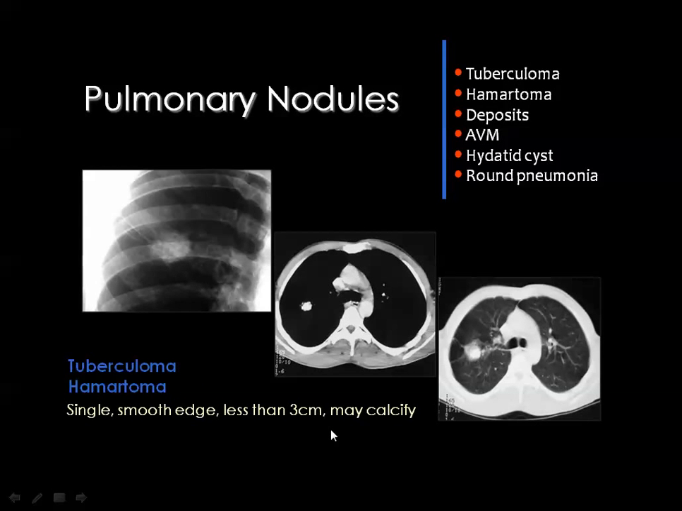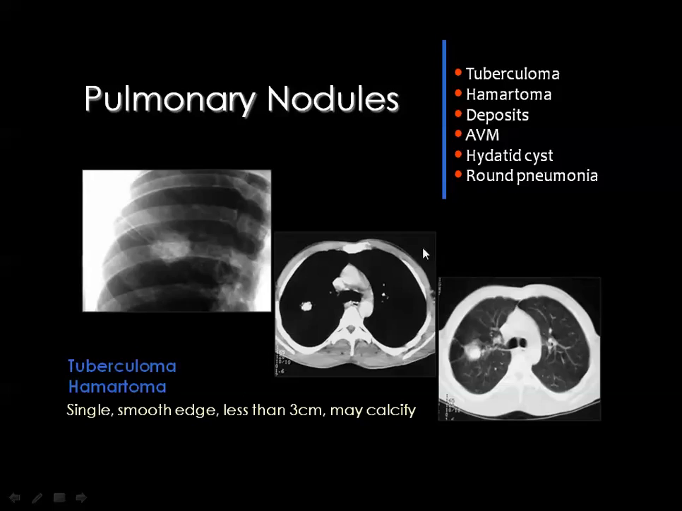Then starting with the pulmonary nodules. If you see a focal lung lesion and you have decided that you are dealing with a pulmonary nodule, what are the possibilities of pulmonary nodules in the pediatric patient? I usually try to achieve the differential diagnosis, eliciting here the common lesions seen in the pediatric patient. And in my opinion, we have these common nodules encountered in the pediatric chest: the tuberculoma, the hamartoma, the metastatic deposit, the arteriovenous malformation, hydatid cyst, and the round pneumonia.